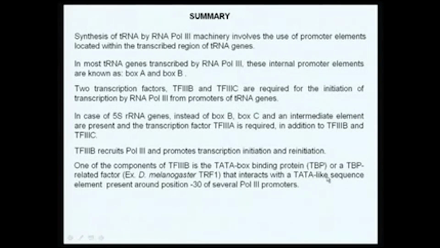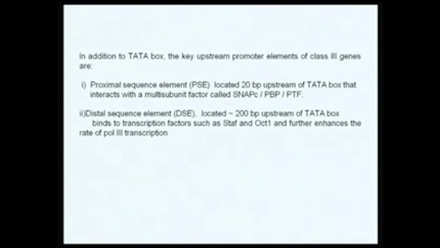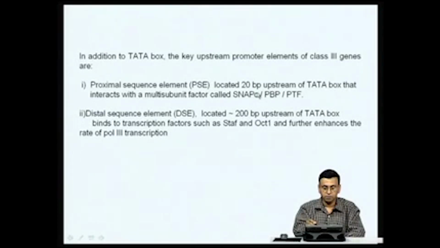So, when you have extragenic promoters, you require a TATA binding protein, which binds to a TATA sequence. In addition to the TATA box, you require two major elements, namely the proximal sequence element located about 20 base pairs upstream of the TATA box, and a protein called SNAPC, also known as PBP or PTF, binds to this proximal sequence element.